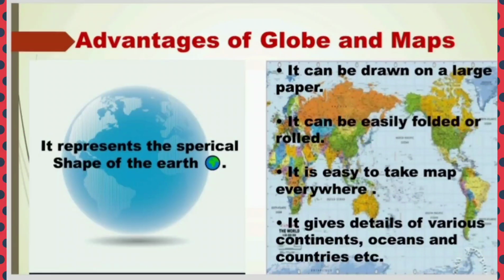Advantages of globe and maps. A globe represents the spherical shape of the earth. A map can be drawn on a large paper. It can be easily folded or rolled. It is easy to take a map everywhere. It gives details of various continents, oceans and countries, etc.